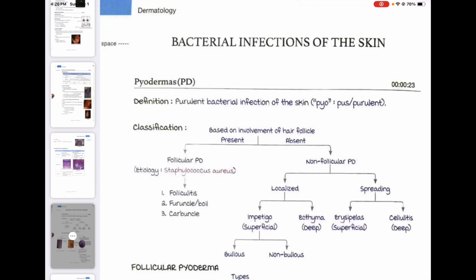Bacterial infections of the skin. Pyoderma: purulent bacterial infection of the skin. Pyo means pus, purulent. Classification is based on involvement of the hair follicle.